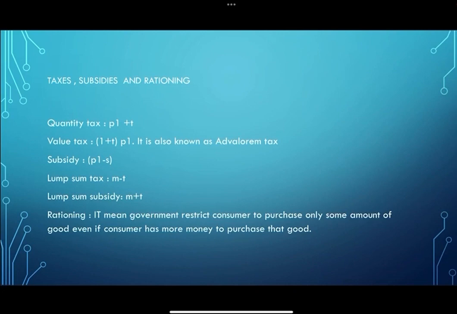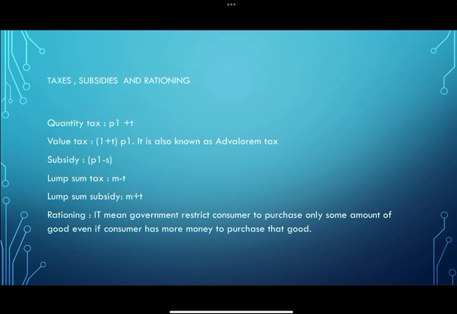Next is value tax. It is also called ad valorem tax. Value tax is imposing tax on any one commodity, like good 1 or good 2, based on its value. If the value of that commodity is high, then the tax will be more on that commodity. Examples are gold and diamond. Also, the budget line will change according to this tax.